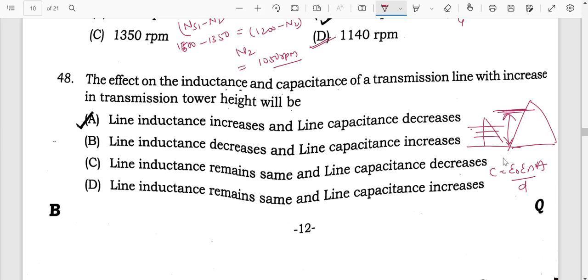Okay, area. Now here, what about the inductance? Inductance is going to remain same. Why? Because inductance doesn't have an effect of this spacing between the ground and the conductor. So inductance remains same and line capacitance decreases as the distance increases. Distance between the two plates increases, this is going to decrease. Capacitance value decreases. So answer is C here.